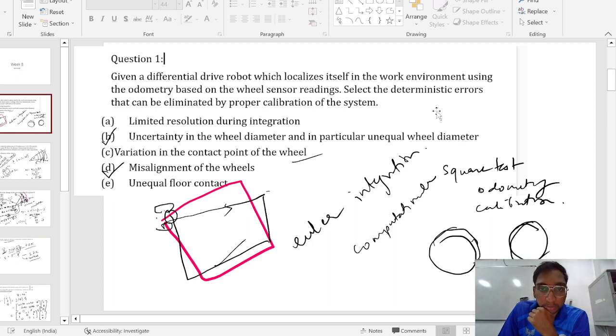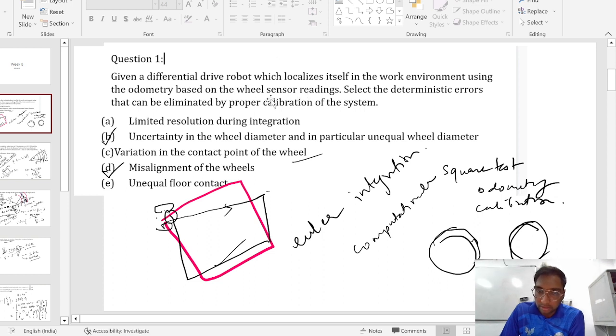Given a differential drive robot which localizes itself in a work environment using odometry. Odometry, as you know, is the way of finding the position of the robot by integrating its commands step by step. The odometry is based on wheel sensor readings.